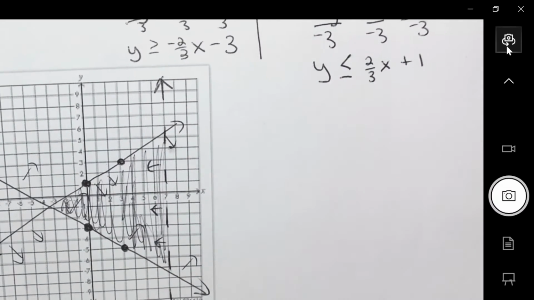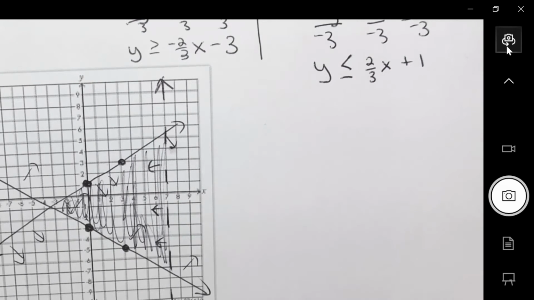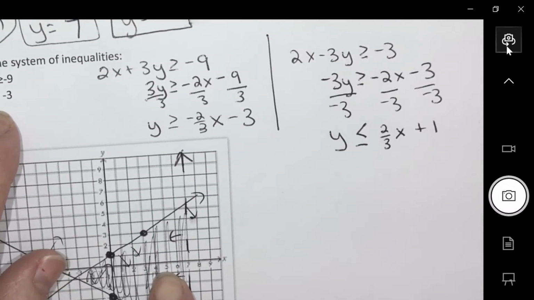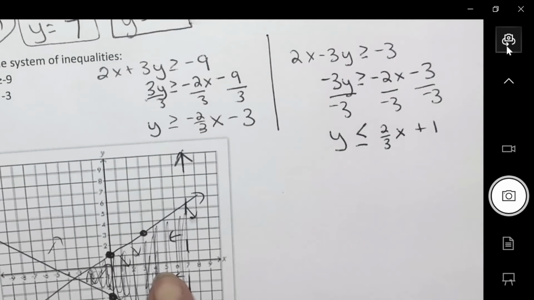And that was the zone. And you can check your answer by taking a coordinate. For instance, (4, 0) is in this zone. And then I could plug that coordinate into all three of these. And it would have to work in all three of them.